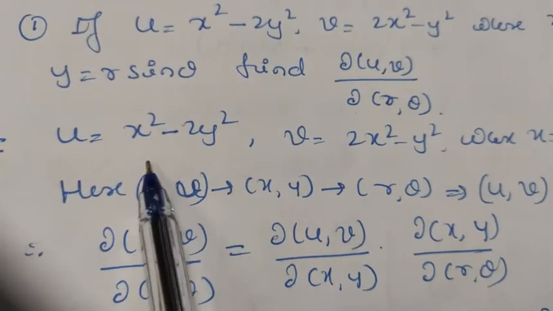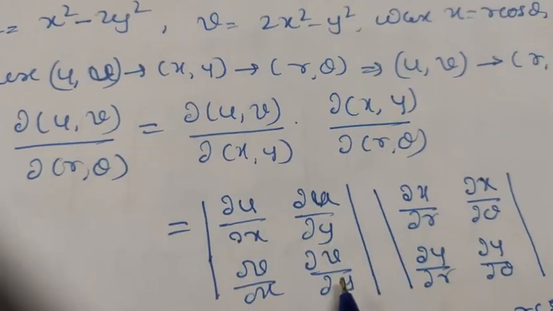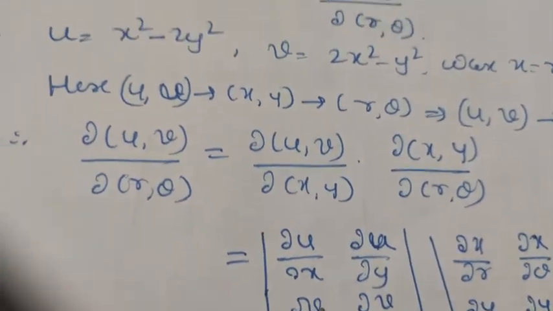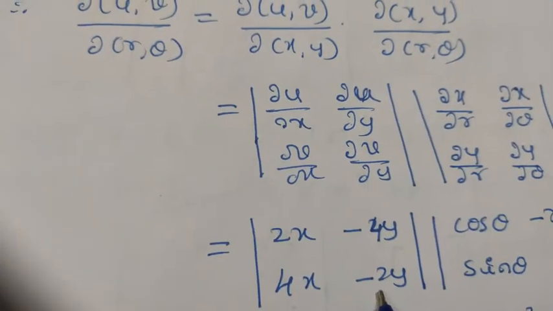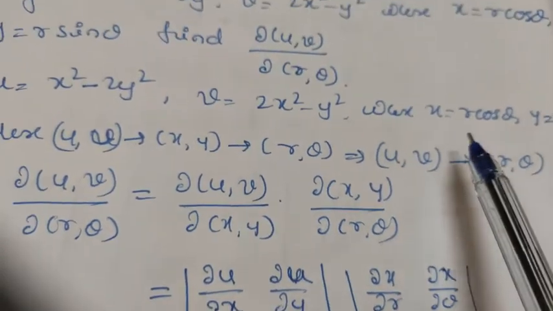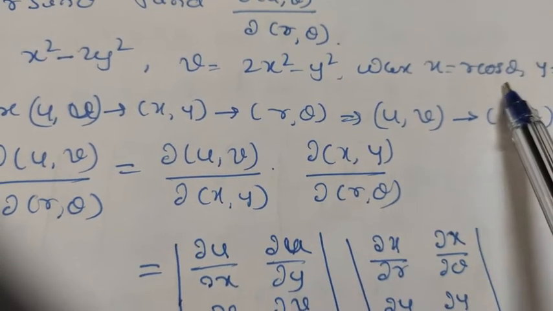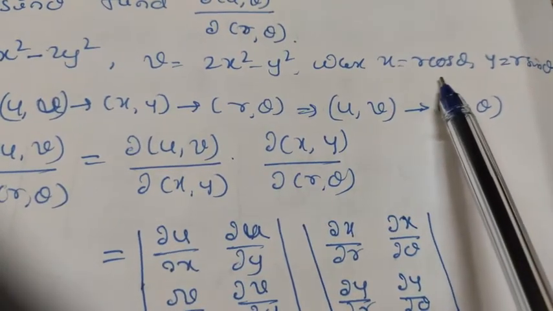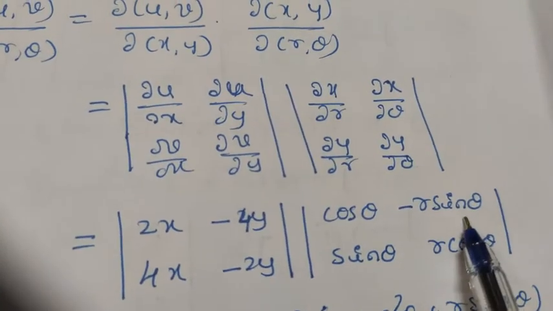Since u is x square minus 2y square, ∂u/∂x is 2x, and ∂u/∂y is minus 4y, and ∂v/∂x is 4x, and ∂v/∂y is minus 2y. You have to write that here. Similarly, in the second determinant, ∂x/∂r: here r is the variable and cos theta is constant, so it is simply cos theta. And ∂x/∂theta: you differentiate with respect to theta, r is constant, the derivative of cos theta is minus sin theta, so it is minus r sin theta.